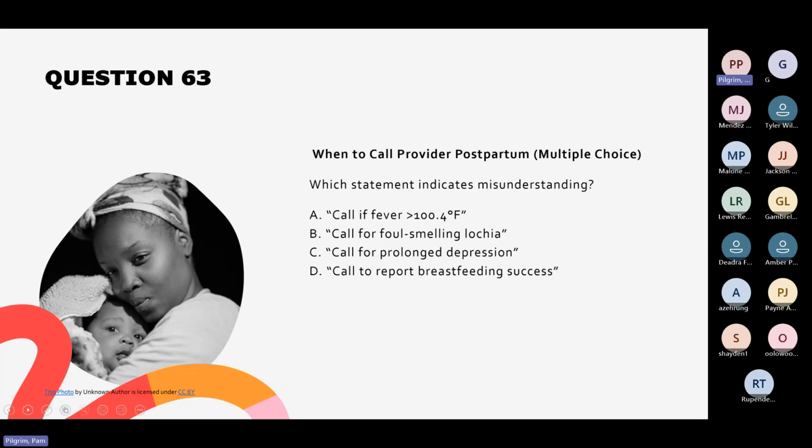When to call a provider postpartum? Which statement indicates a misunderstanding? A is call if you have a fever of greater than 100.4, call if you have a foul smelling lochia, call if you have prolonged depression, or call to report breastfeeding success. The answer is D. The rest of them you would call the doctor for. You don't have to call the doctor to let them know that you're having success at breastfeeding.